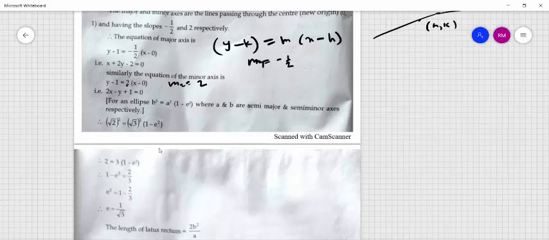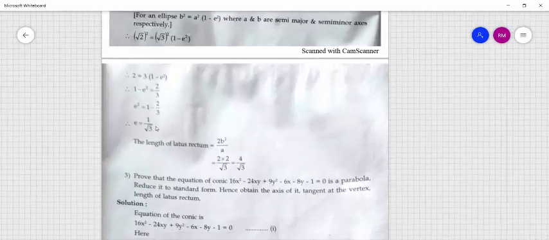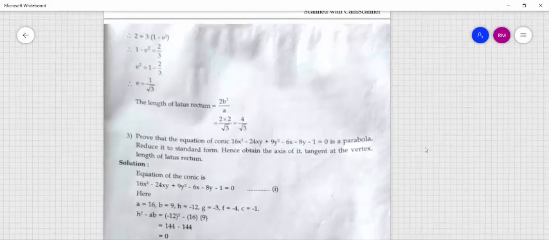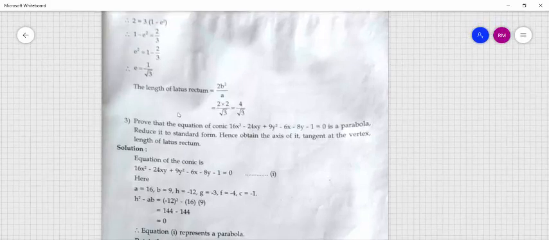We can calculate the eccentricity also by the formula b square equal to a square into bracket 1 minus e square. With this, e equals 1 upon root 3. The length of latus rectum is calculated by 2b square upon a, that is 4 upon root 3. Similarly we can solve this problem: prove that the conic is a parabola, reduce it to standard form, find the center, which is obviously infinity comma infinity, and the latus rectum we can also calculate.